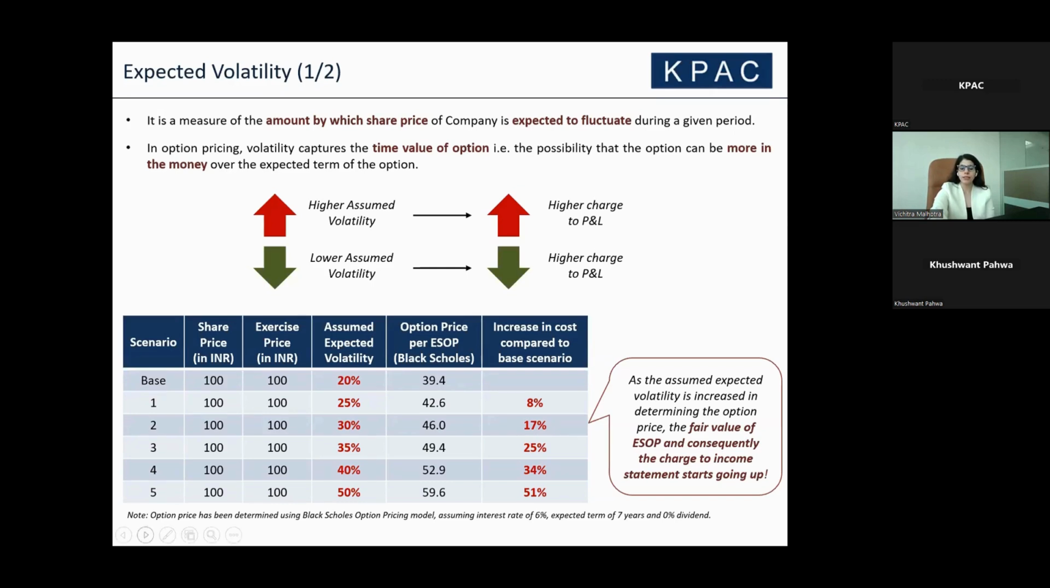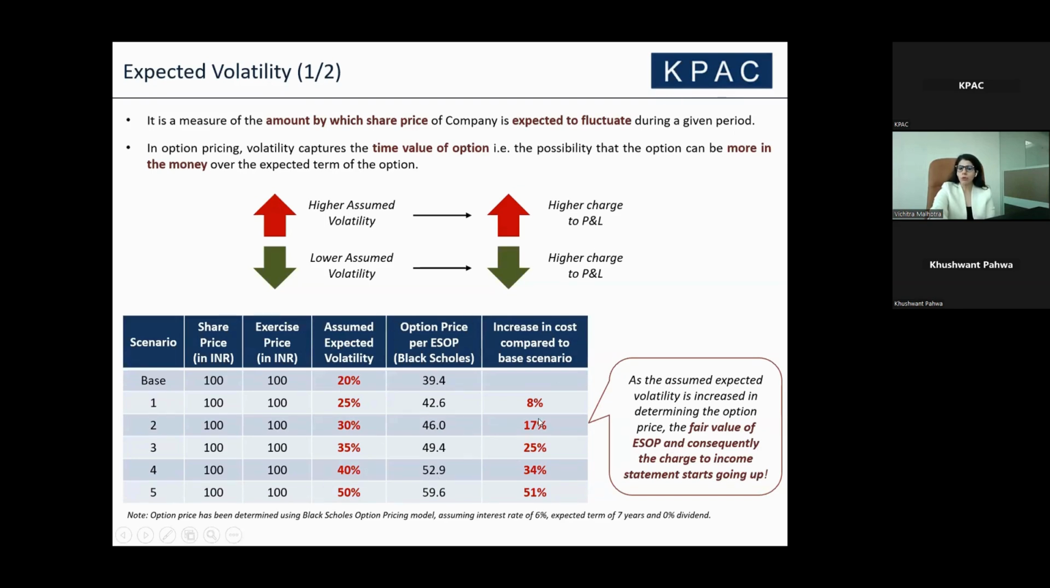I do want to highlight here that in a recent study that we did of listed companies and their expected volatility assumption, we saw that across sectors, the median volatility assumption hovered around 40%. And therefore, that could be an indicator of the kind of volatility assumption that is feeding into ESOP valuation generally, and that could be leveraged a lot by private companies.